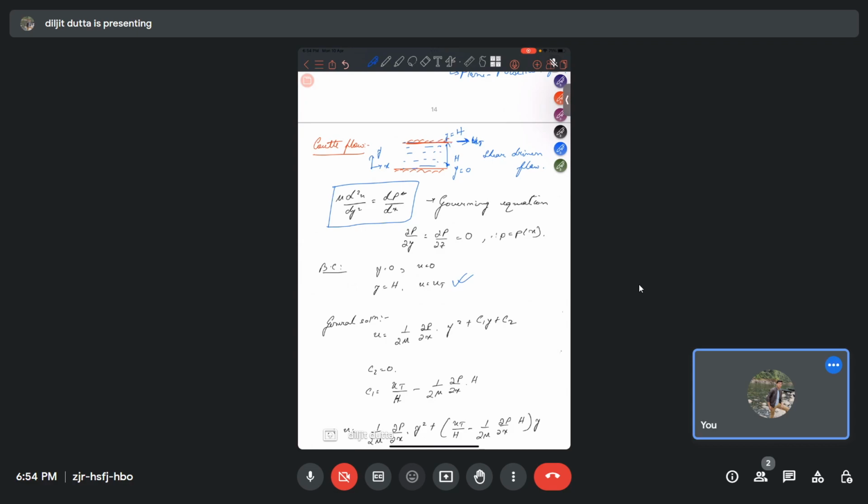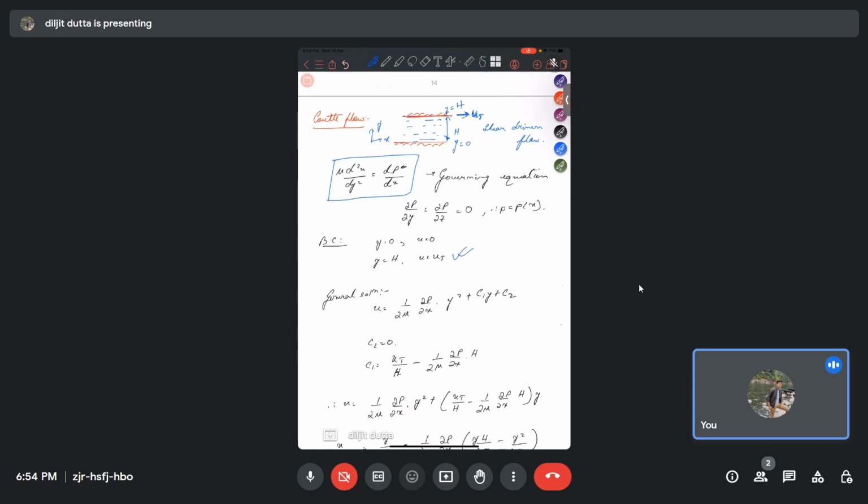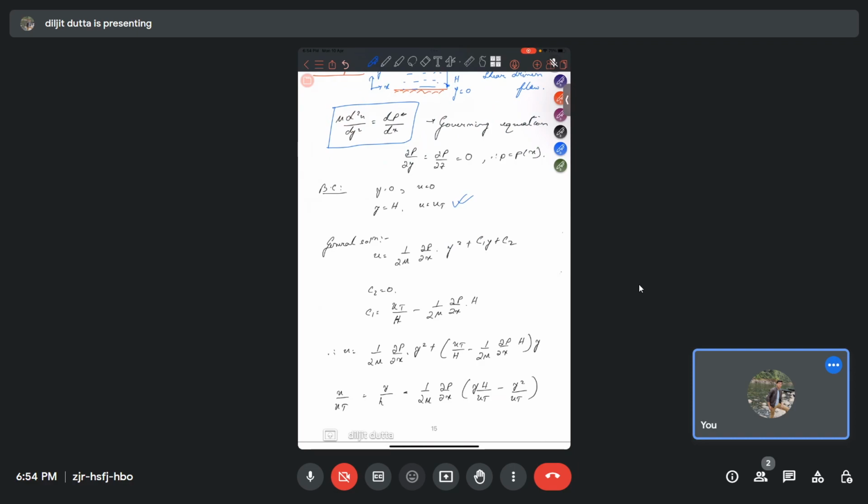This is because the top plate is moving at the velocity Ut, so the fluid particles attached to that plate will also be moving at the same velocity. So if we substitute, we will get a general solution as u = 1/(2μ) (∂p/∂x) y² + c1 y + c2.